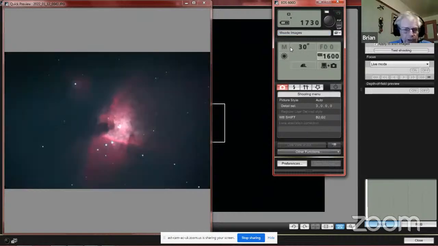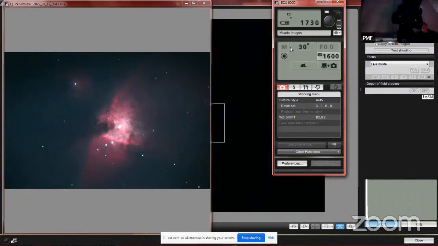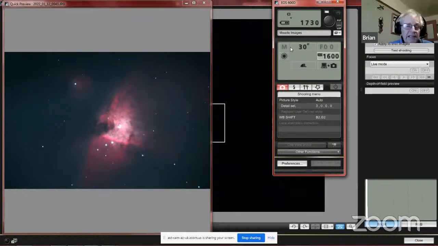On a good night, that's better. That's brilliant. Okay, so that's 30 seconds again, but this time I increased the ISO setting. Yeah, so the camera's giving it a bit more gain. And you're now seeing really quite a lot of structure and some of the dark material there as well. Yeah, there's a finger of dark material in front of the nebula coming in from the left-hand side.